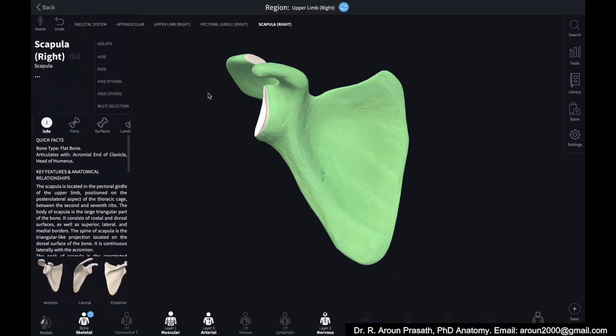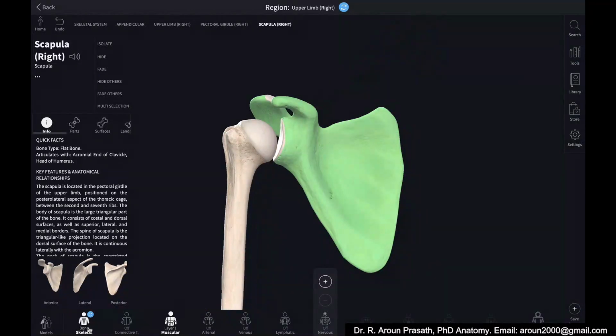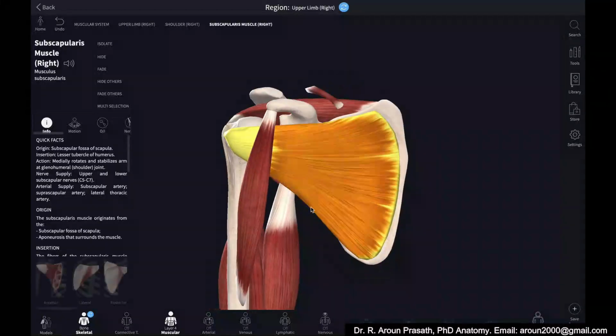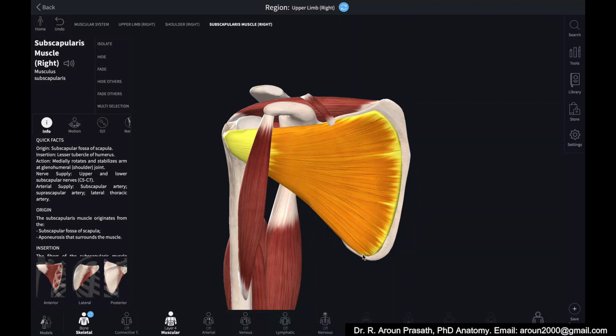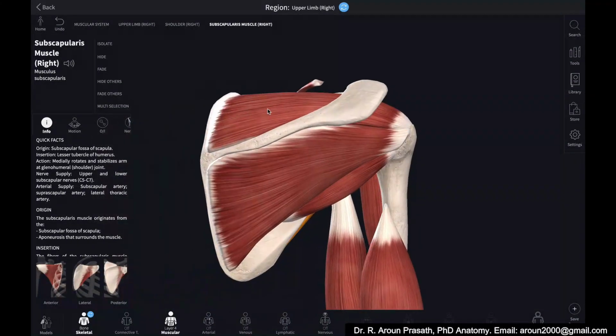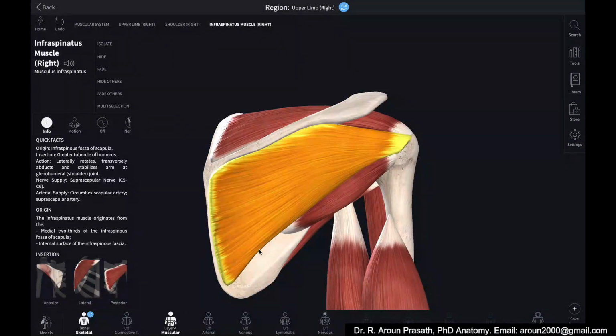Now when you look at the origin and insertion of the scapular muscles, here in the subscapularis fossa, the subscapularis muscle originates and comes to the upper end of the humerus. Likewise, in the supraspinatus fossa, the supraspinatus muscle originates and goes to the upper end of the humerus. In the infraspinatus fossa, the infraspinatus muscle originates and goes to the upper end of the humerus.